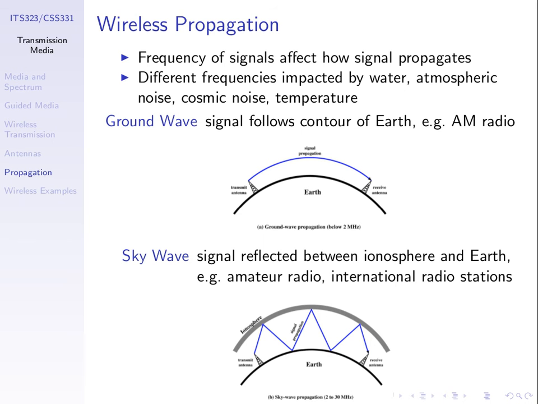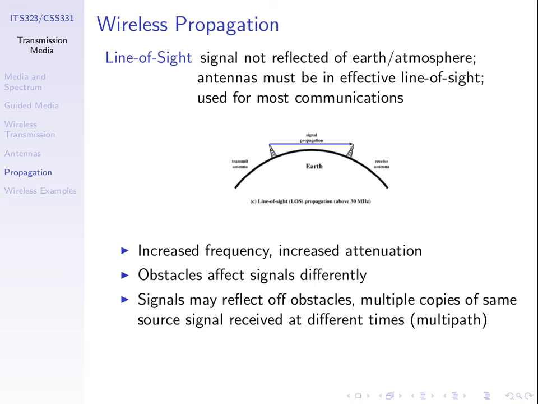In our data communications like Wi-Fi, mobile phone systems and others we'll see with data links, usually we use higher frequencies than 30 megahertz. So these two don't apply, mainly for radio communications like AM or shortwave radio. So what does apply for higher than 30 megahertz? What we call line of sight.